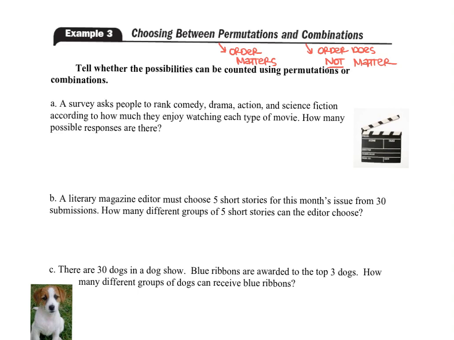A survey asks people to rank comedy, drama, action, and science fiction according to how much they enjoy watching each type of movie. How many possible responses are there? Well, there's a key word in this problem, and that is rank. When you're ranking something, the order matters. It matters what I put first, second, third, fourth, and so this would be a permutation. I don't need to figure out how many different rankings there are. It just tells me to tell whether it's a permutation or combination. This is a permutation. The order matters because I am ranking them.